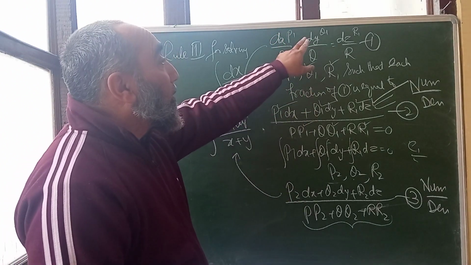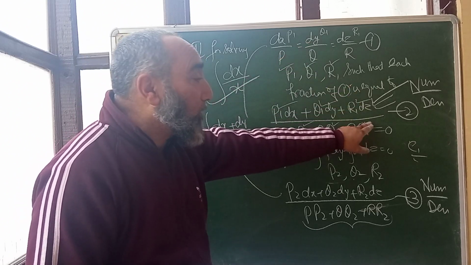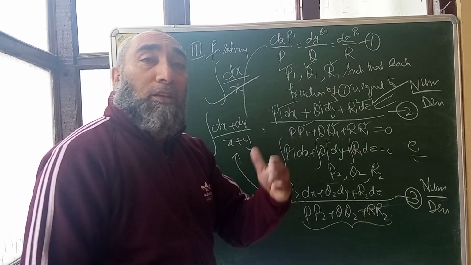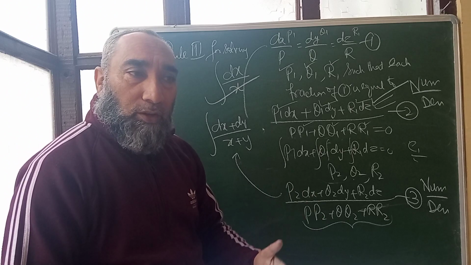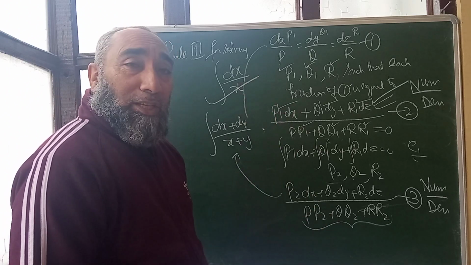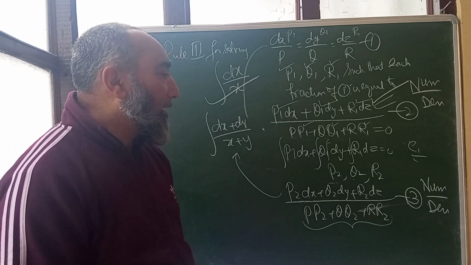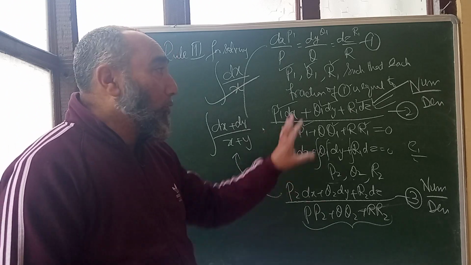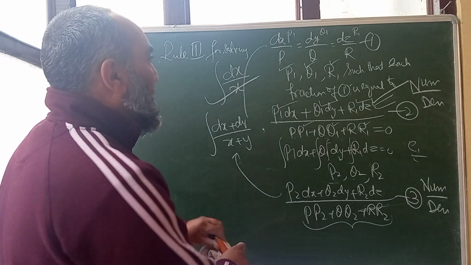Instead of 3 fractions, we can have a 4th fraction, a 5th fraction, a 6th fraction, a 7th fraction also. This depends on your intelligence and so on. Okay, now let me take up questions. I hope you understand this.